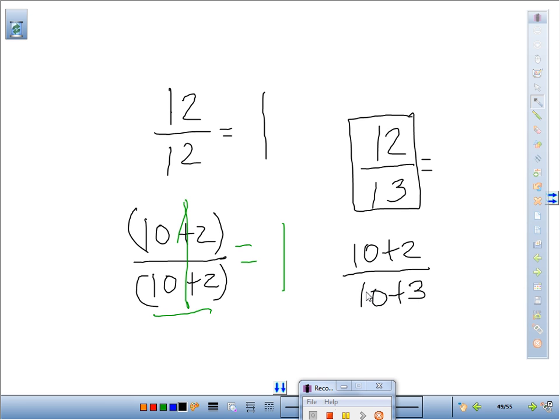Okay? Is everybody with me so far? So are these exactly the same? No. However, could I do this? Yes. Why? Because what I'm saying is that 10 divided by 10 is 1. What's left? 2/3. Is 2/3 the same as 12/13? No. It's not. We can only do it when they are exactly the same.